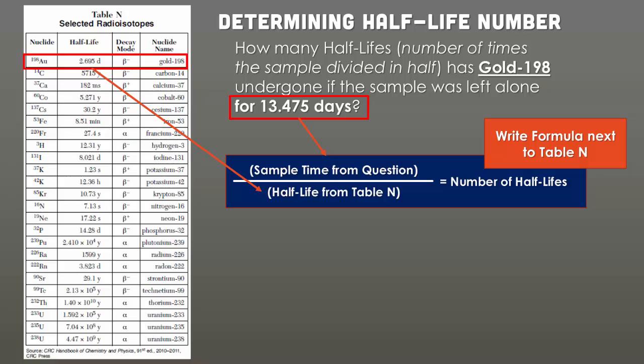I would write this formula next to table N, or right under table N, wherever you have some room. So if you were to put all this information into the actual formula, you could say that 13.475 days divided by the half-life of gold, which is 2.695, that would tell us we have 5 half-lives. This is kind of like the idea of how old you are. So for example, if one birthday is 365 days, how many days have you been around if you're 15 years old? You can think about it that way as well.